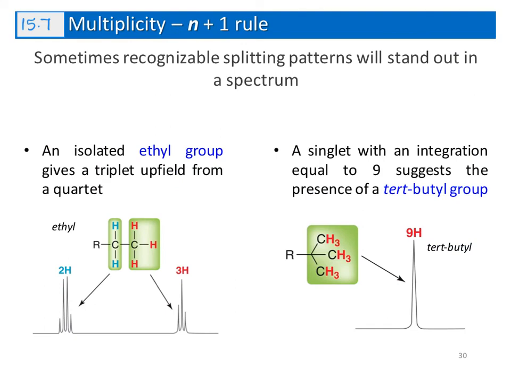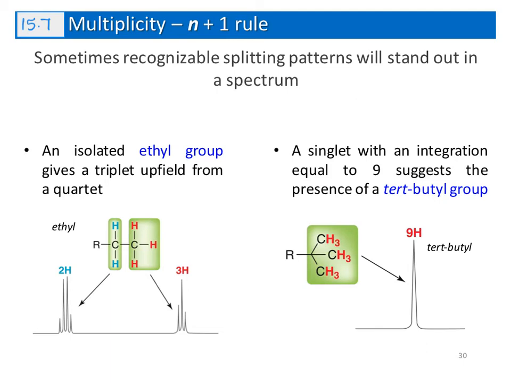Now, there are some recognizable patterns that come up a lot in hydrogen NMR. For example, for the ethyl group, we have CH2 and CH3 groups connected to one another. If you look at the CH2 group, the multiplicity should be a quartet because there are 3 hydrogens on a neighboring carbon plus 1, so it gives a quartet right here. And for the CH3 group, we are going to see a triplet because there are 2 hydrogens on a neighboring carbon plus 1, so it should be a triplet.